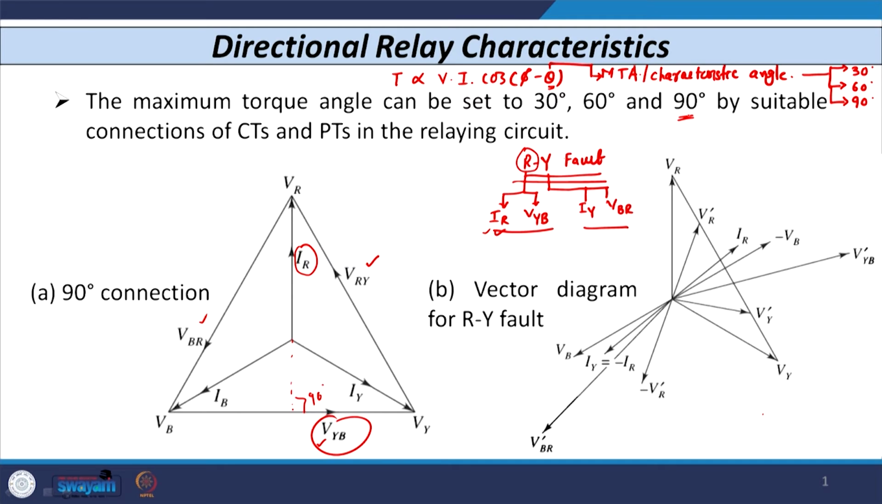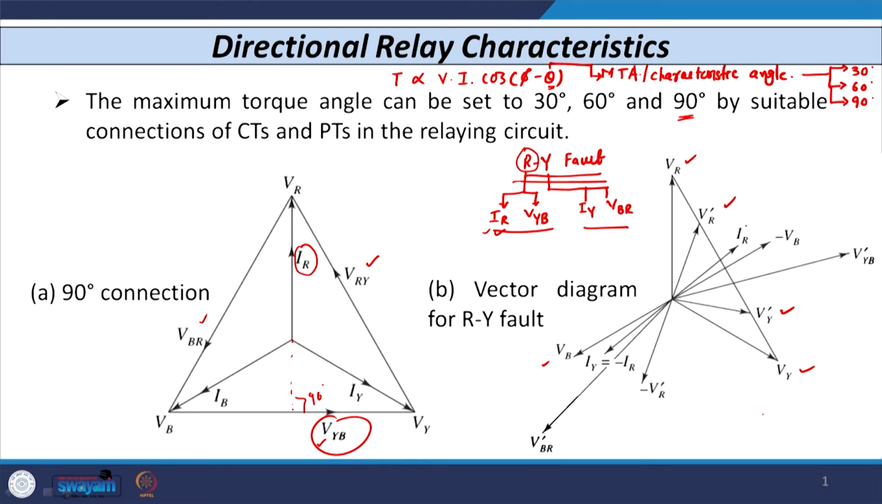So, in case of an RY fault, if I draw the vector diagram considering voltages as reference, we have VR, VY and VB voltages, all displaced by 120 degrees. Now, whenever an RY fault occurs, the R phase and Y phase voltages reduce, so VR becomes VR dash and VY becomes VY dash. So, these two voltages reduce.